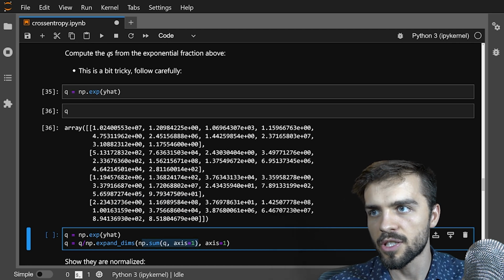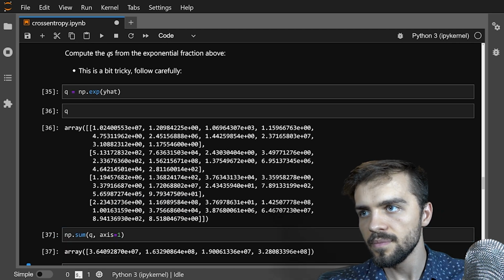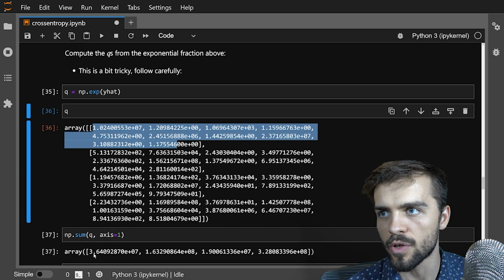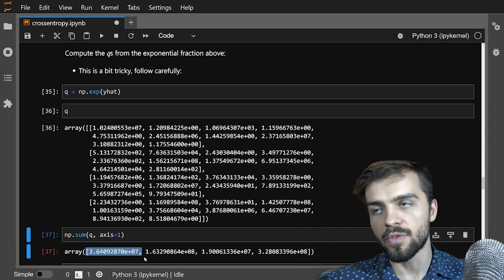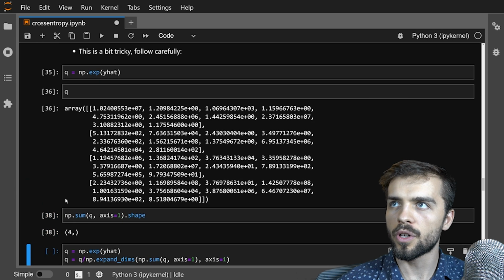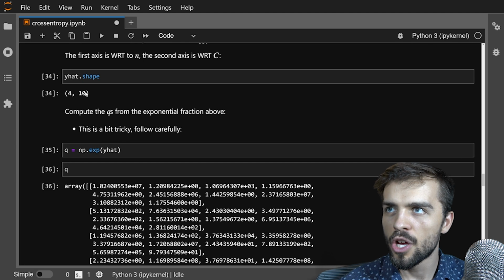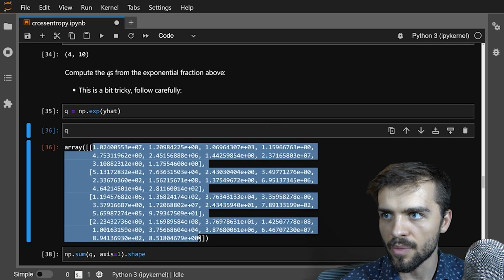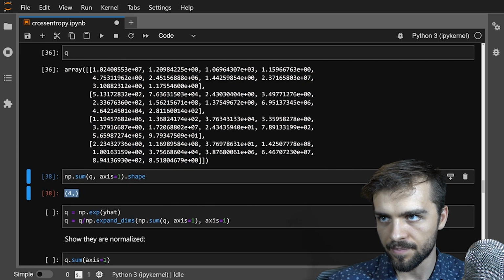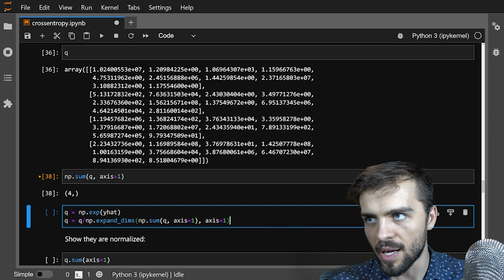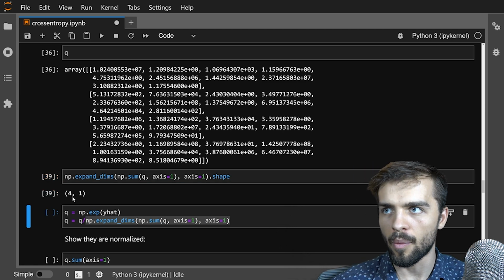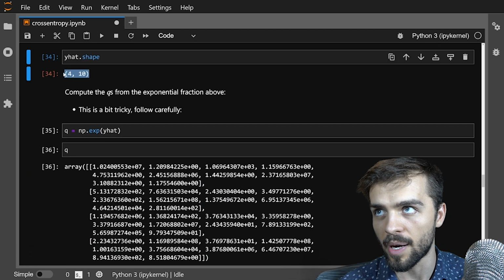If I look at this expression here, it's the sum of each of the different rows, and I need to divide each row by the corresponding normalization factor so that each of them is normalized. Now, the shape of this array is 4, comma, and the shape of this array is 4, comma, 10. So in order to divide this array by the normalization factors, I need this array to be 4 by 1. The way to do that is to expand the dimensions like this. And now I look at the shape, and it's 4 by 1. Now these two shapes, 4 by 1 and 4 by 10, are compatible.